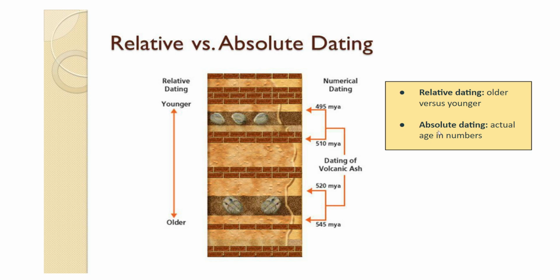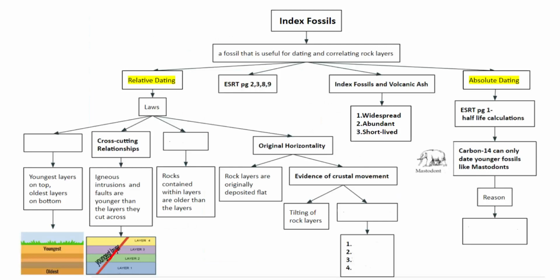And absolute dating is dating in actual numbers. For instance, finding out that this particular rock layer is 495 million years old and this one is 455 million years old and so on. So absolute dating is numbers and relative dating is younger versus older. Okay, so let's write that down in our notes.